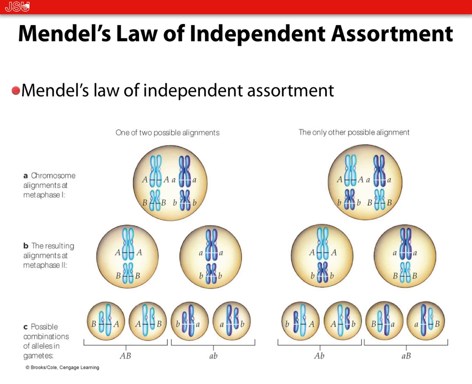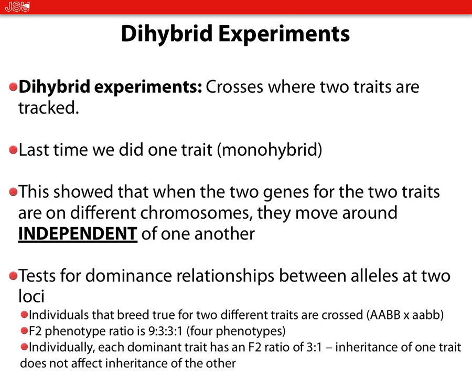Also know this picture. Okay, here we go. Dihybrid cross. Dihybrid crosses are when two traits are tracked. We looked at a monohybrid cross, right? We saw blood type as a monohybrid cross. Well, this is two traits. Now, to get the ratios we expect, we have to have these genes on different chromosomes. If they're on the same chromosome, they're not going to behave how we expect them to.